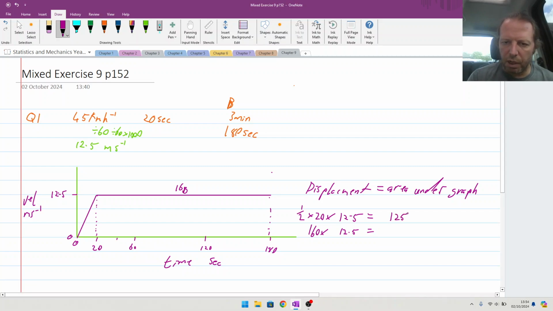Okay, so times 20 times a half, that's 125. So we covered 125 meters in the acceleration phase, and then we did 160 times 12.5, and we did another 2,000 meters when we were just traveling at that speed, giving us a total displacement of 2125 meters. Question 1. All right.